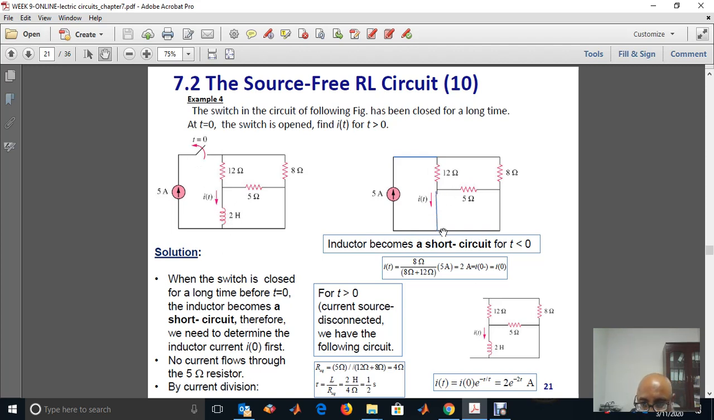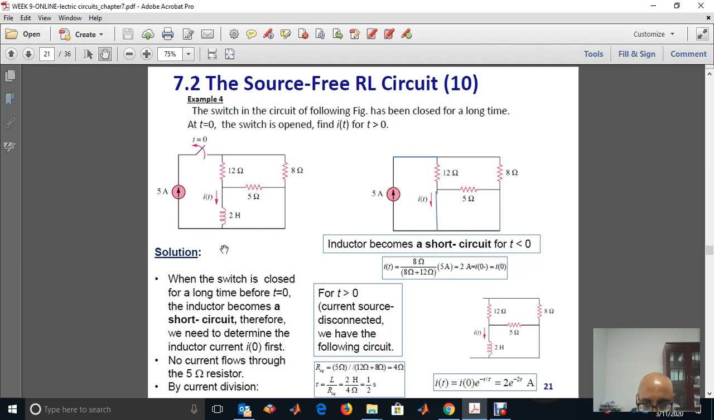So before opening, this is shorted, and there will be no current in the 5 ohm resistor because it's shorted. So the 12 ohm and the 8 ohm resistors will be in parallel, and by current division, we can find the current through the inductor: 8 over 8 plus 12 times 5, which is 2 amperes. This is the initial current of the inductor.